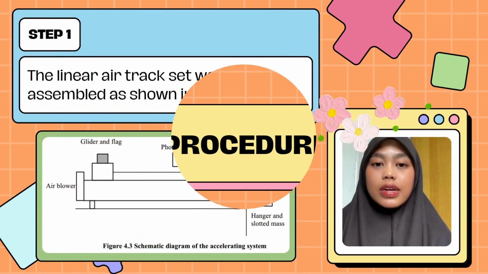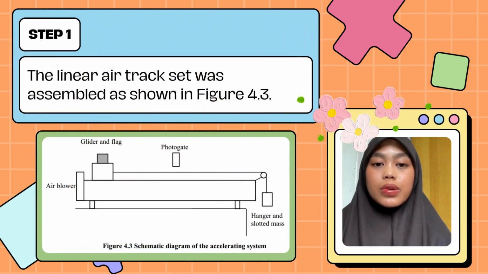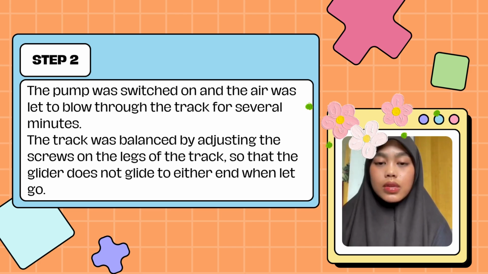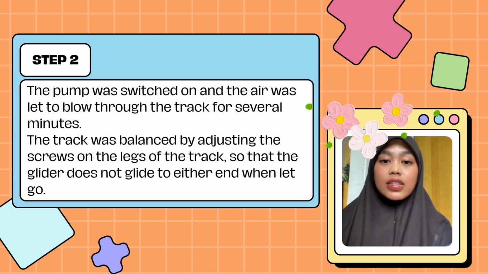The linear air track set was assembled as shown in figure 4.3. The pump was switched on and the air was let to blow through the track for several minutes. The track was balanced by adjusting the screws on the legs of the track so that the glider stays stationary and does not glide to either end when let go.